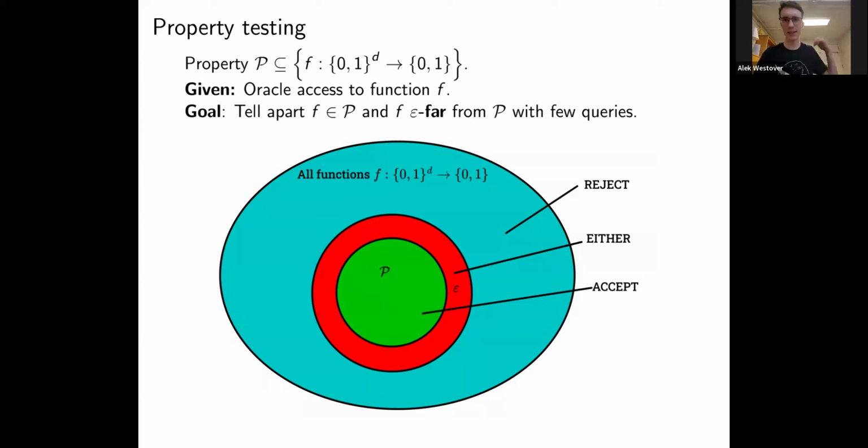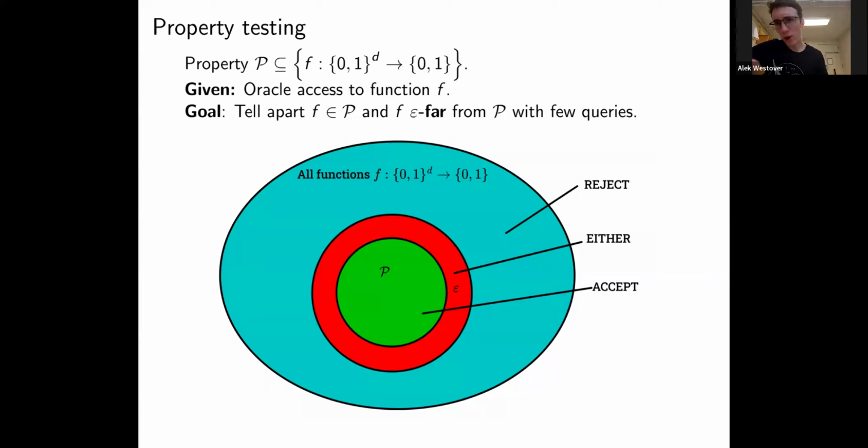This notion of distance here, this farness, we usually define it by the fraction of inputs on which two functions disagree. So that's the distance between two functions, and the distance from f to the property is just the distance from f to the closest function that has the property.